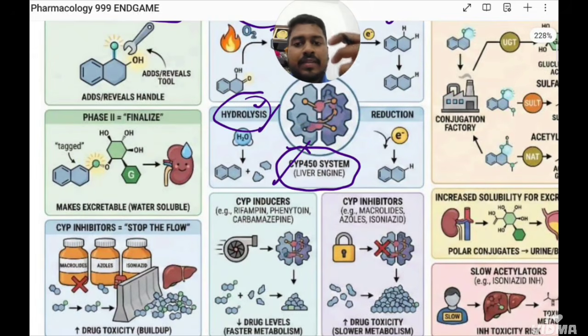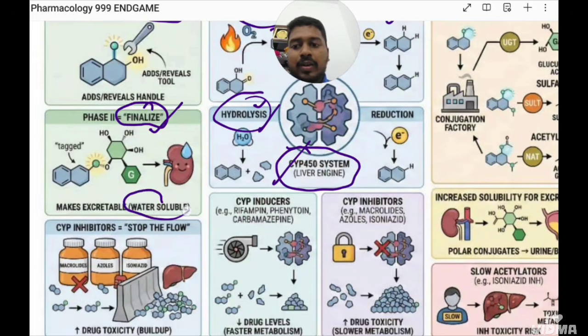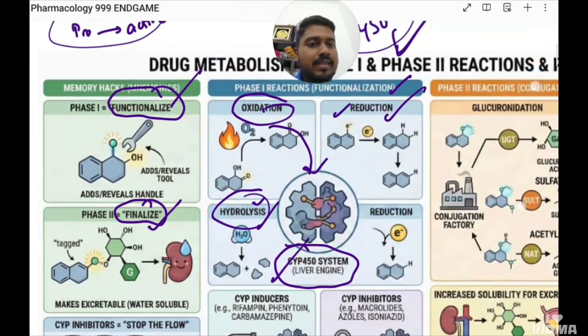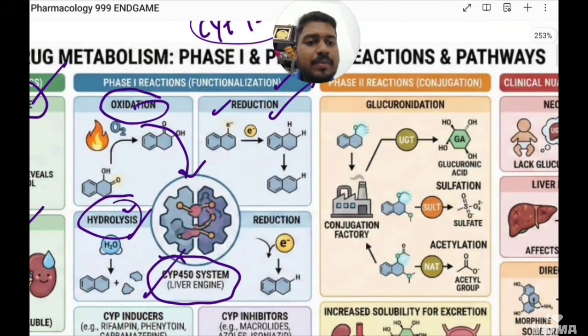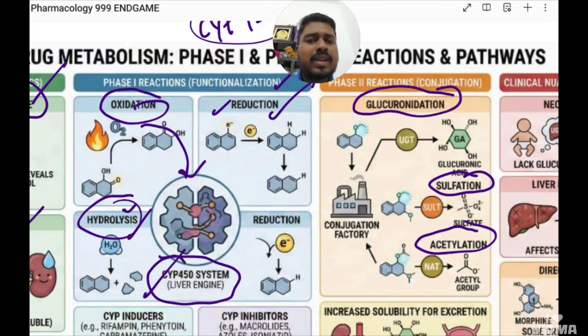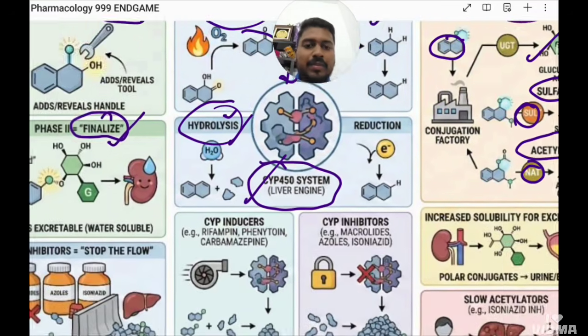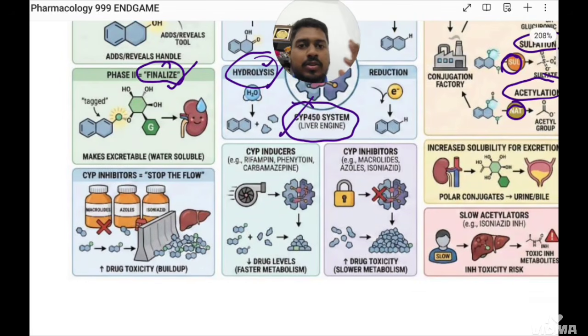Okay, in phase 2, what happens is once the drug is active or inactive, then it should be excreted, right? So it should be made more water soluble. So that part is for phase 2. In phase 2, there are three processes mainly: glucuronidation, sulfation and acetylation. What happens is, to this drug, either glucuronic acid is added or sulfate is added or an acetyl group is added, so that it becomes easy to excrete from the body. Okay, so these are phase 1 and phase 2. You should know which groups, which reactions come under which phases.